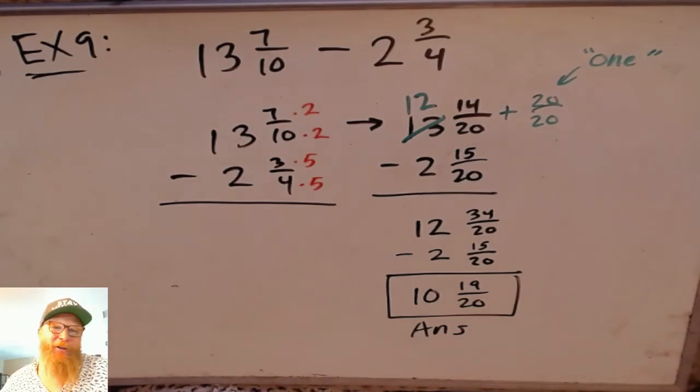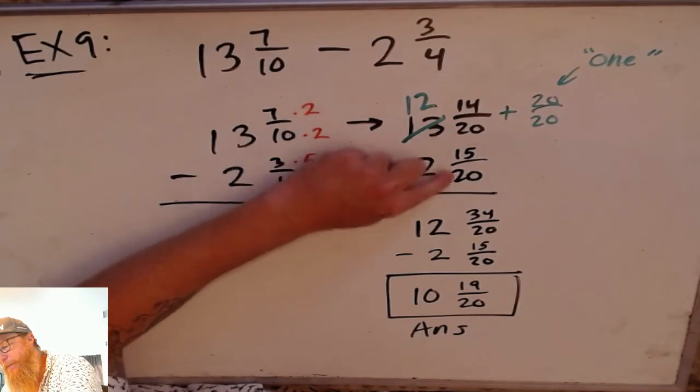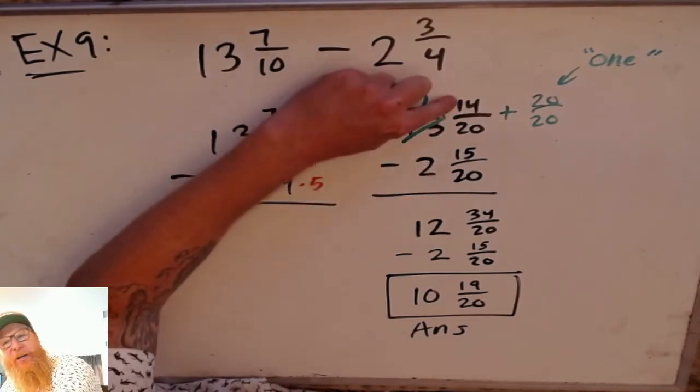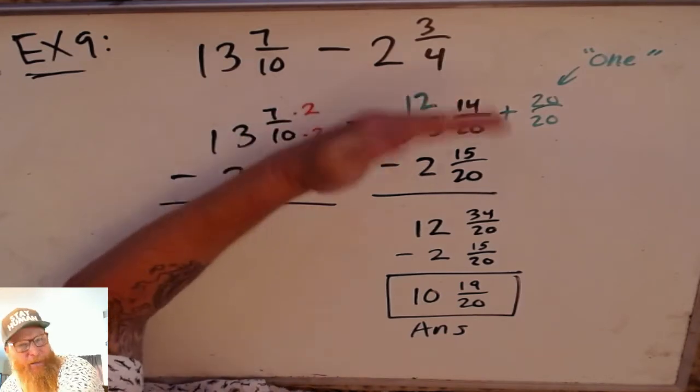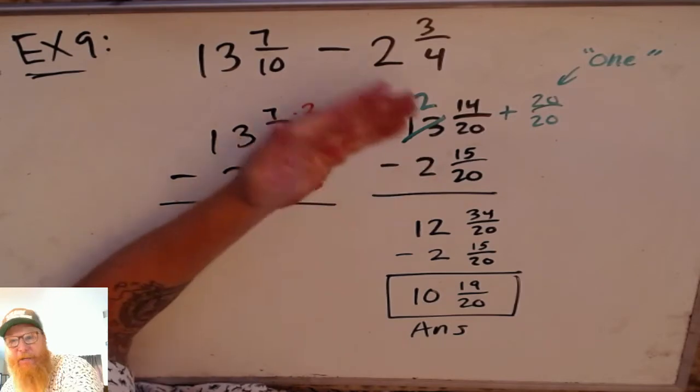It's hard to tell whether you're going to have to borrow, right? So you don't want to borrow until you get to the step that has the LCD. Once you have the LCD, then you can look if the numerator of the top is smaller than the numerator of the bottom, then you need to borrow.